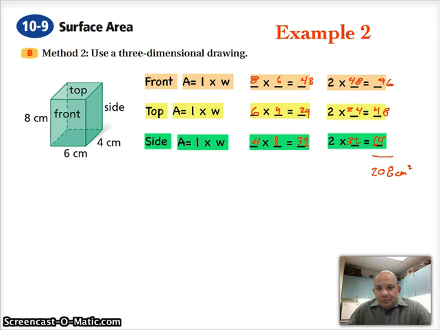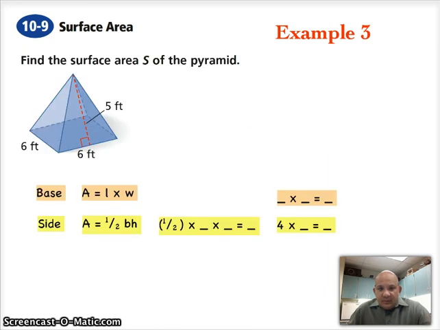Let's go to the third example. This time we've got a pyramid. We've got a square base, or it could be a rectangular base. In this case it's a square. It's a 6 by 6 foot square. And then all the sides are essentially triangles, 4 congruent triangles.